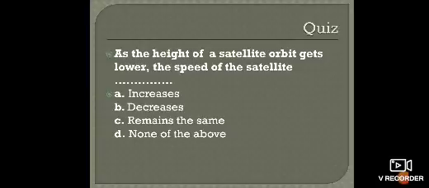As the height of the satellite orbit decreases, that is, gets lower, the speed of the satellite should be increasing, decreasing, remain the same, or none of the above. What is the correct answer?